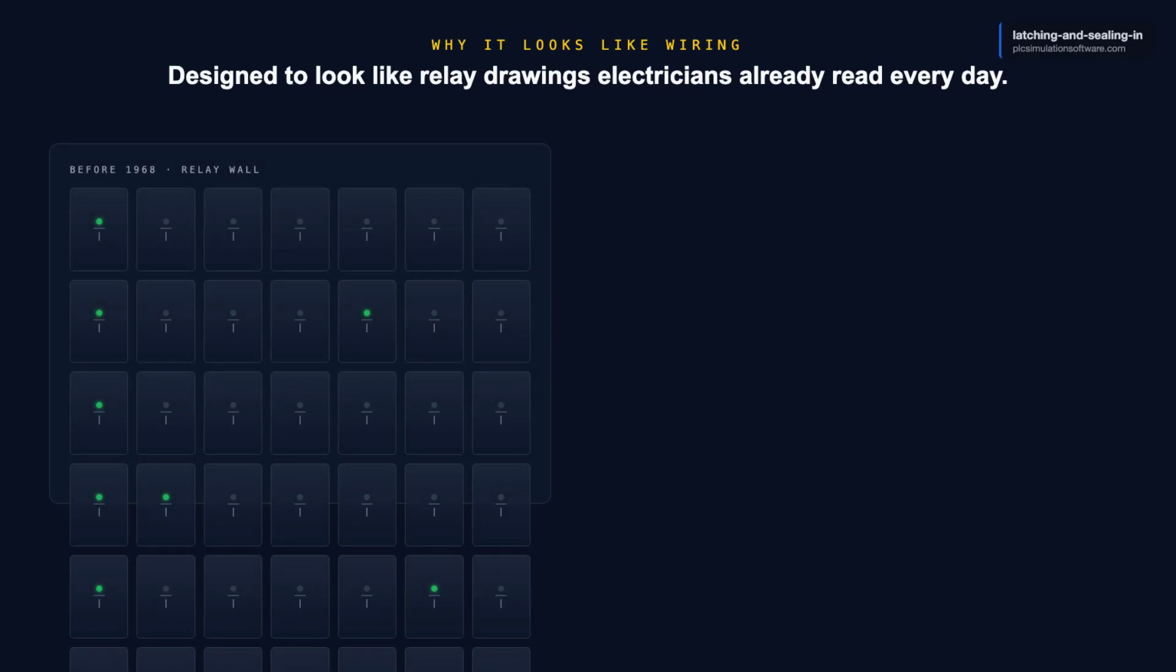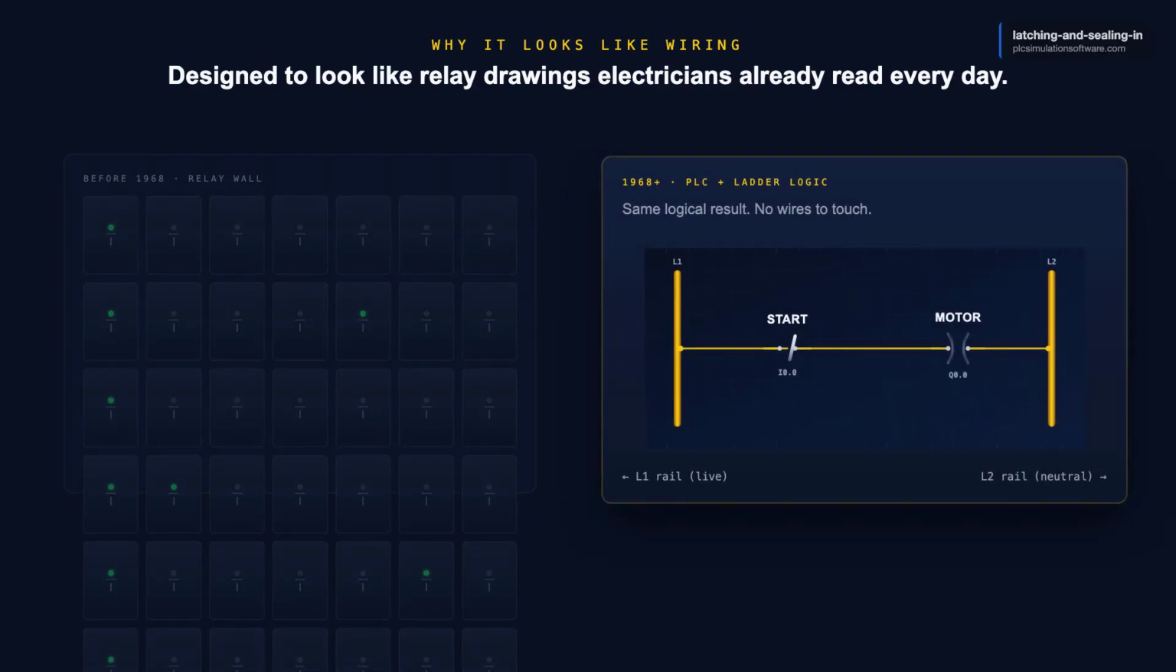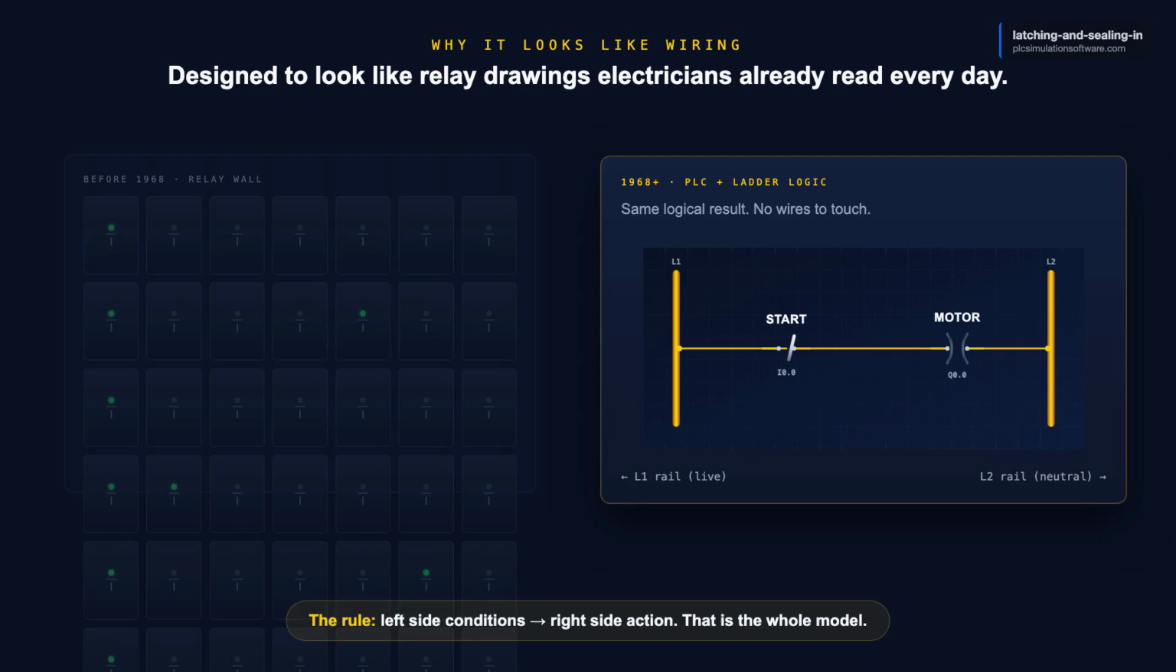Ladder logic was invented in the late 1960s. Before it, every factory machine was controlled by a wall of physical relays, timers, and counters wired together by hand. Changing what the machine did meant rewiring the wall. When programmable controllers arrived to replace those walls, the people maintaining the machines were electricians, not software developers. So the new digital language was deliberately drawn to look like the relay schematics those electricians already read every day.